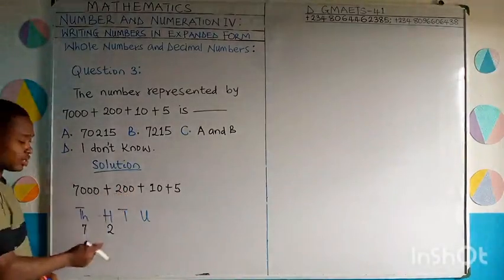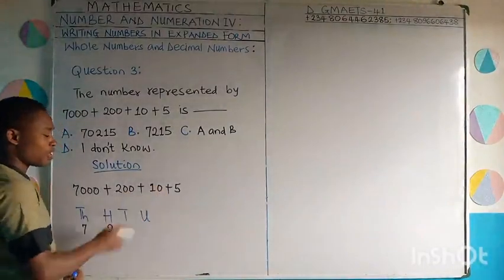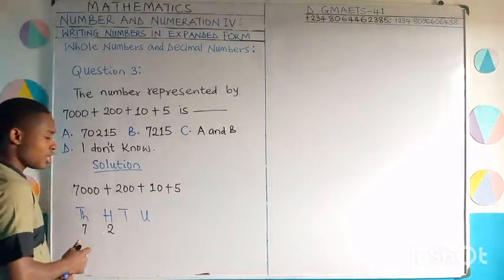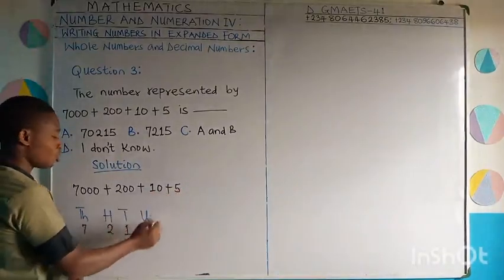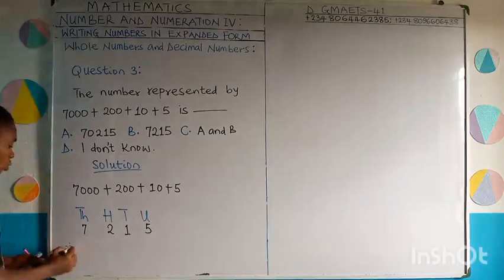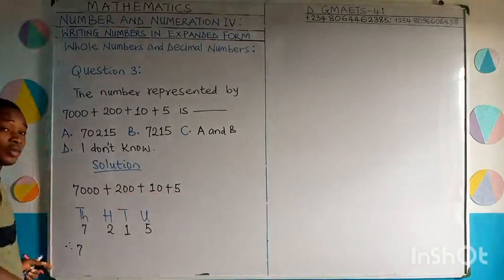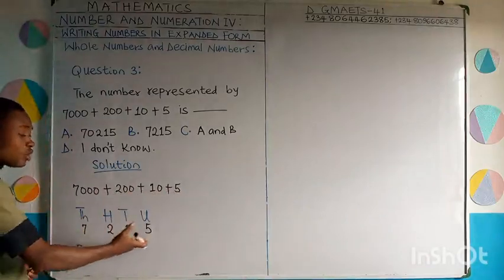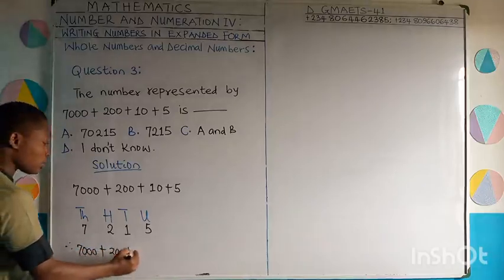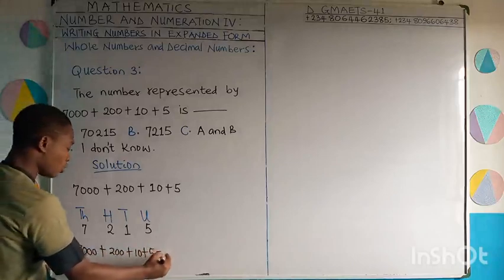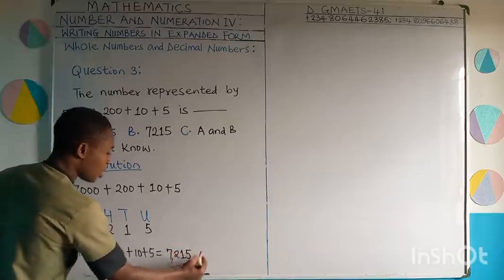Because this 2 is in hundreds, it means it's going to come under hundreds. Then this 10, I'm going to pick the first non-zero digit, and then it will come under tens, you know that. So you pick 1 and fix that. And of course, this 5 is units, so you put it there. Therefore, we could say that 7,000 plus 200 plus 10 plus 5, the number it represents is 7,215. So 7,000 plus 200 plus 10 plus 5 is equal to 7,215. That's simply our answer.